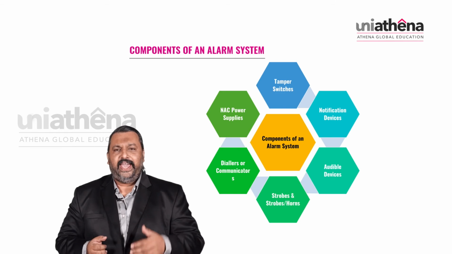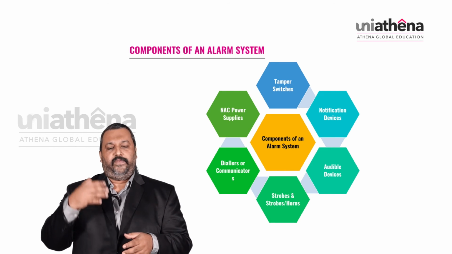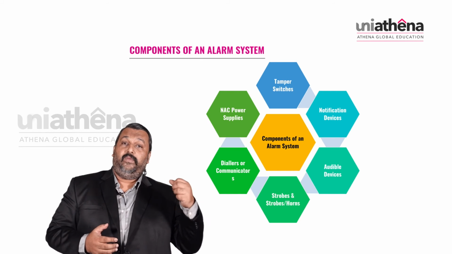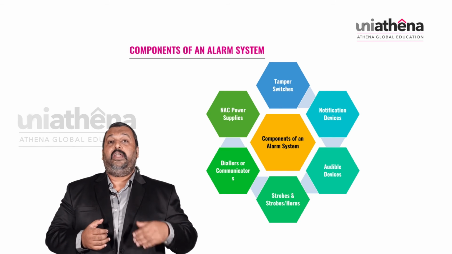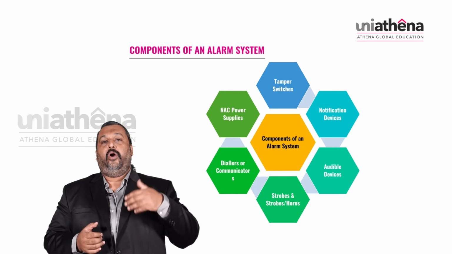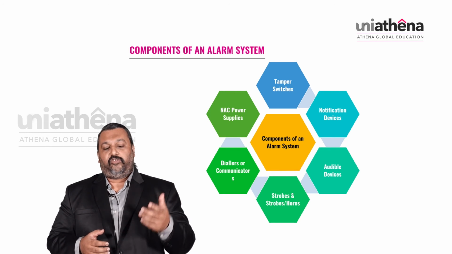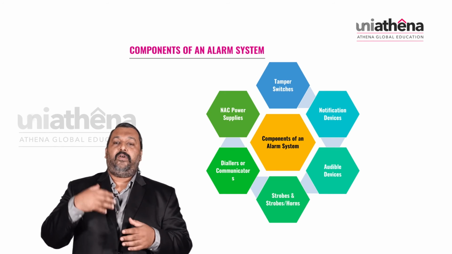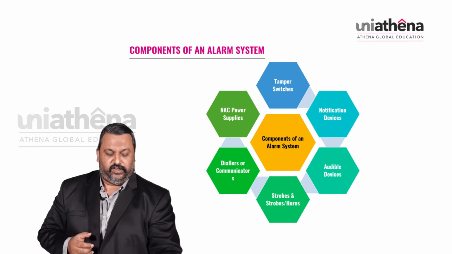Now, again, just to give a detailed explanation of the components of an alarm system. Tamper switches, notification devices, the devices which are used to give the notification. Audible devices which can create audible noises or information for others to receive. Strobes or horns, dialers or communicators, NAC power supplies, all these form part of an alarm system.